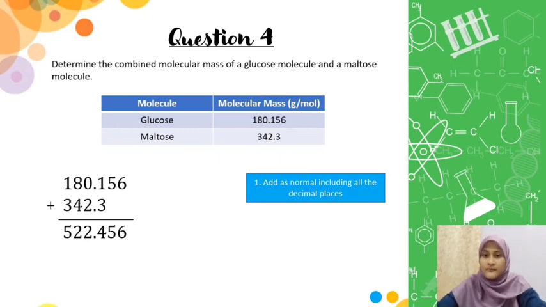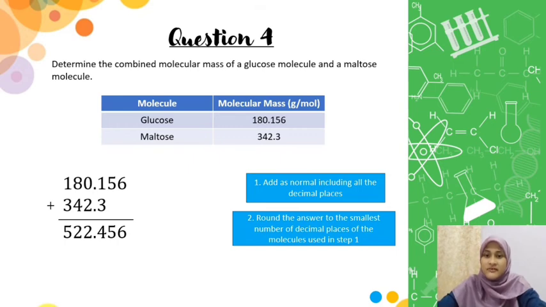522.456 gram per mole. This answer cannot be the final answer, so we must continue with step 2, which is round the answer to the smallest number of decimal places of the molecules used in step 1. Glucose, 180.156 has 3 decimal places. Maltose, 342.3 has 1 decimal place.